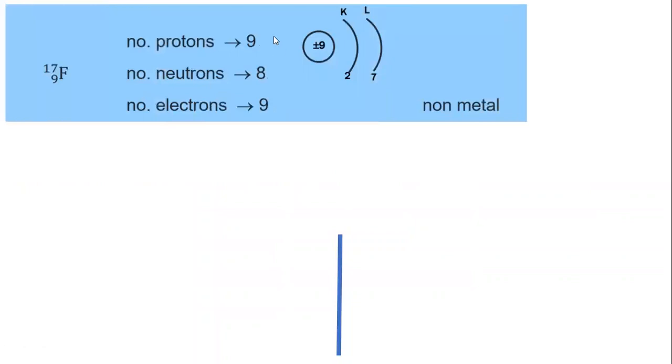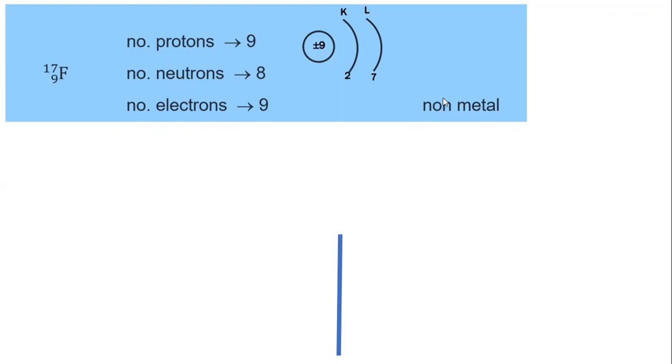Next question here. Look at this. Fluorine 9, 17. 9 is the number of protons and equal to the number of electrons. 17 is the mass number. So I have here number of protons 9. Number of neutrons, mass number minus atomic number, 8. Number of electrons equal to number of protons.